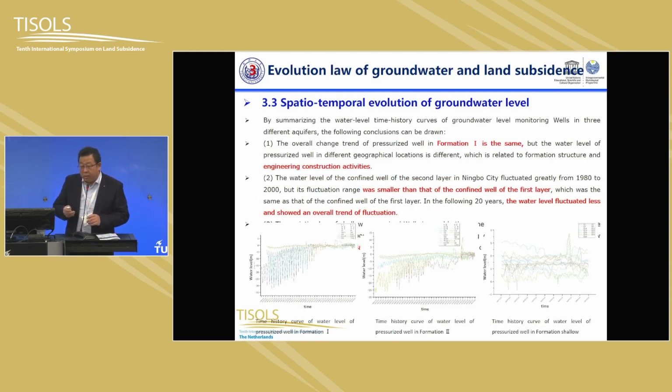This is also the curve. The first figure is the first confined aquifer. The second figure is the second confined aquifer. We can see that the fluctuation of water is concerned with the groundwater pumping. However, the third one is the groundwater level of the shallow aquifer. It means this layer cannot show the law because it may be influenced by the excavation, pumping, and loading, etc.